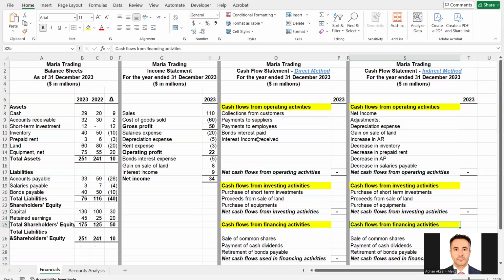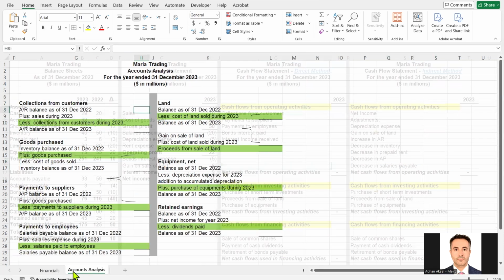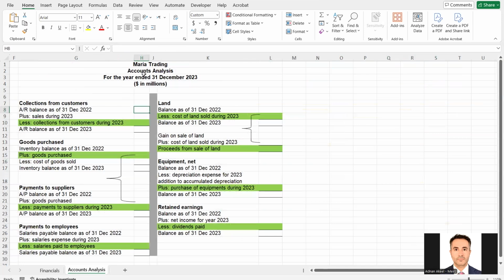Now, in order to prepare the cash flow statement in a proper manner, as we said, we need to do some accounts analysis to figure out where the cash is coming from, and where the cash is being used or invested. So I'm going to do this here. This is the financial sheet, and I have an accounts analysis sheet. To start with, we are going to fill in this analysis.